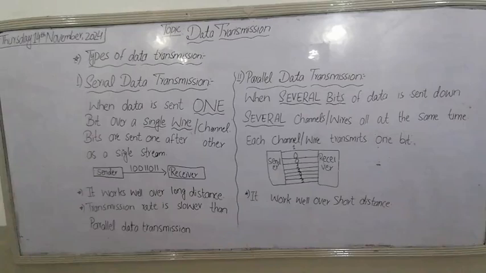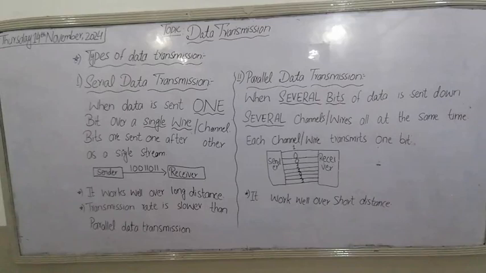In the last topic we saw the different transmission modes: simplex, half duplex and full duplex. But in today's lesson we will see the types of data transmission. So there are two types of data transmission. The first one is serial data transmission, and the second one is parallel data transmission. So first let's discuss what is serial data transmission.